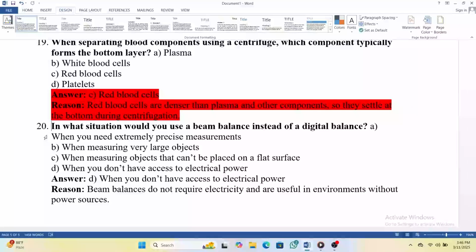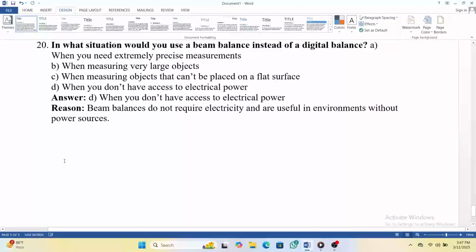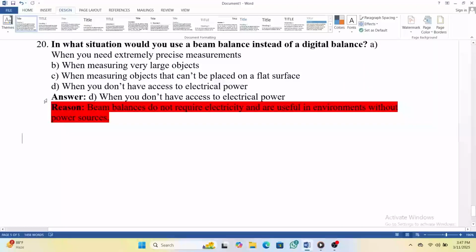20. In what situation would you use a beam balance instead of a digital balance? A. When you need extremely precise measurements. B. When measuring very large objects. C. When measuring objects that can't be placed on a flat surface. D. When you don't have access to electrical power. Answer: D. When you don't have access to electrical power. Reason: beam balances do not require electricity and are useful in environments without power sources.